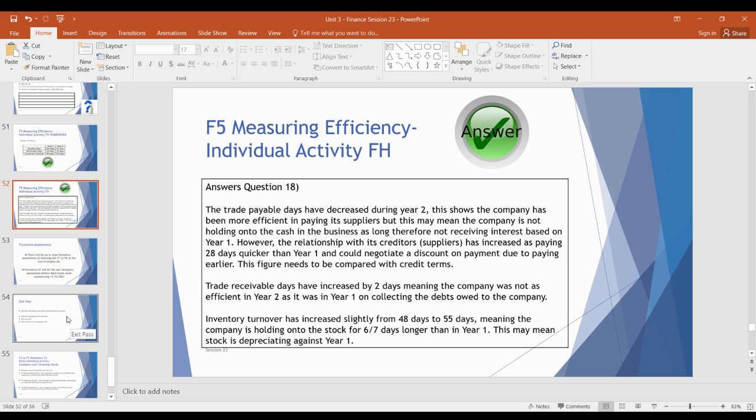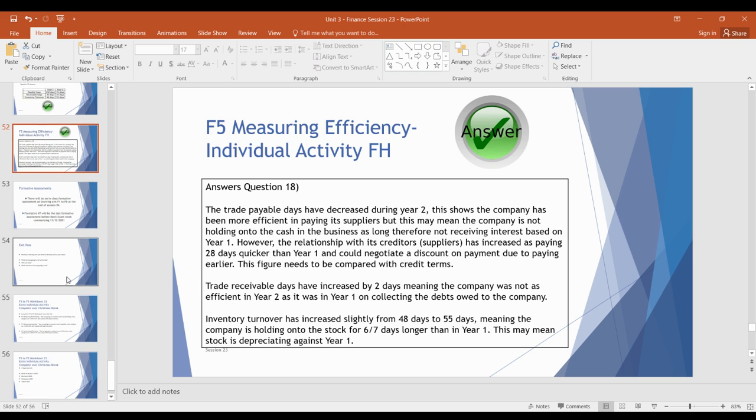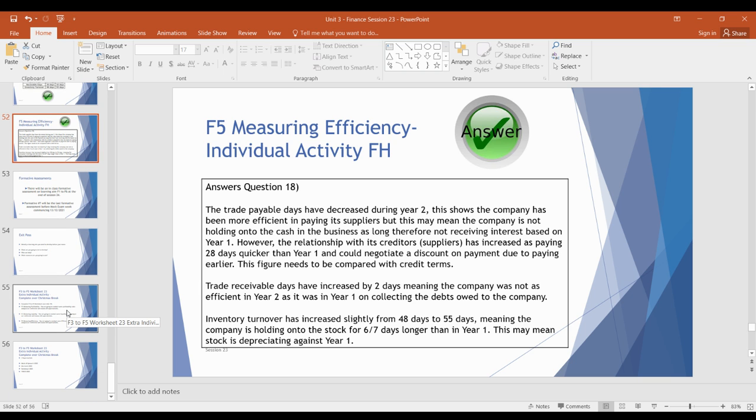Okay, so I'm going to move on to the end of the session. So that is the end of the session. So well done. Well done for completing all of that information.